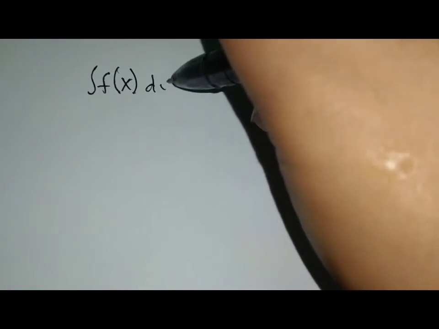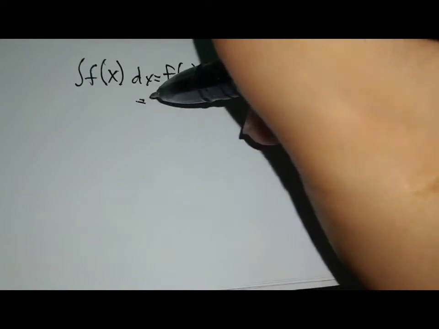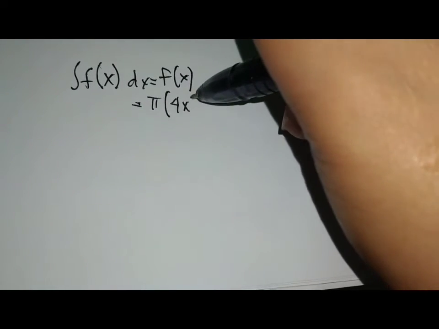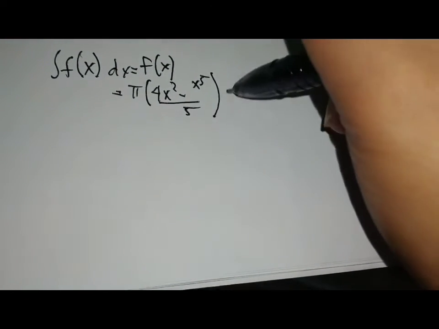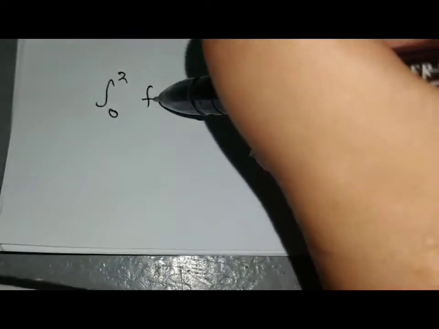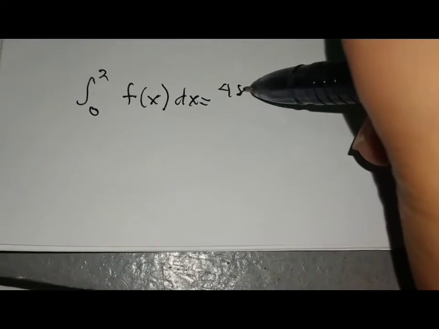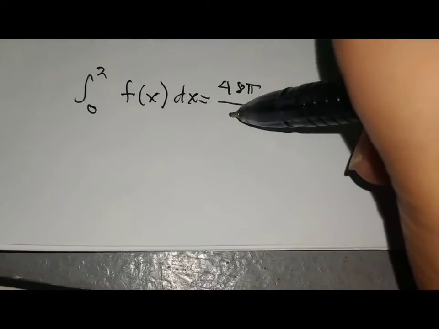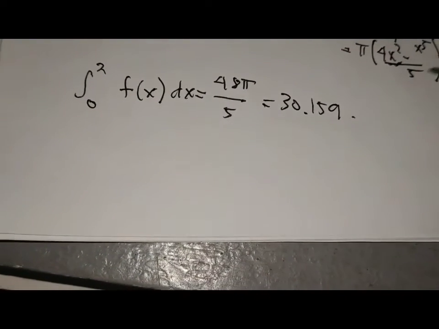In the antiderivative computed by Maxima, integral f of x dx is equal to F of x, which is equal to pi times (4x squared minus x to the 5th over 5) plus c. Last, apply the definite integral. Integral from 0 to 2 of f of x dx is equal to 48 pi over 5, or to simplify, it is equal to 30.159.